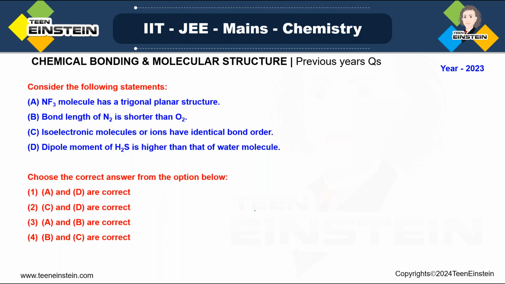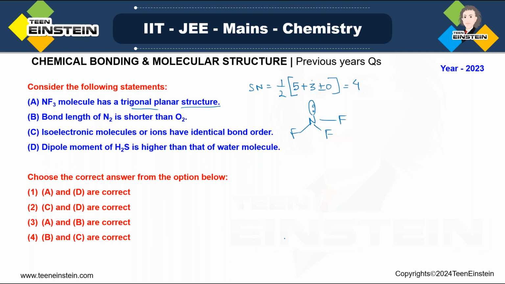Consider the following statements. NF3 molecule has trigonal planar structure. Now for NF3, if you simply consider the steric number, nitrogen has 5 valence electrons in total, monovalent atoms attached are 3, and there is no charge overall. So it gives you steric number 4, which means it is tetrahedral. Now in the tetrahedral, one position has a lone pair. So this is the structure of the molecule.